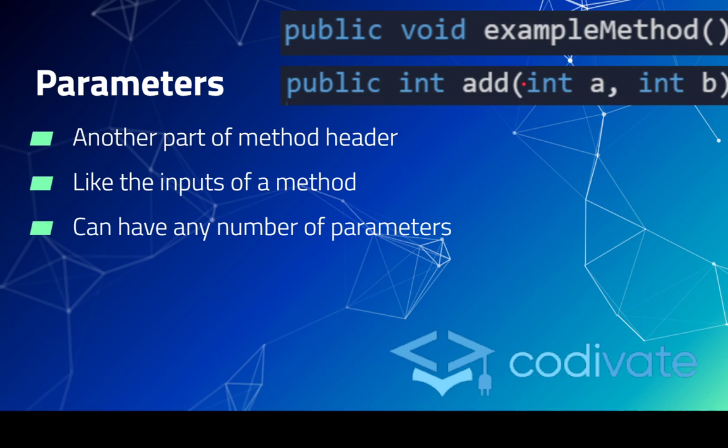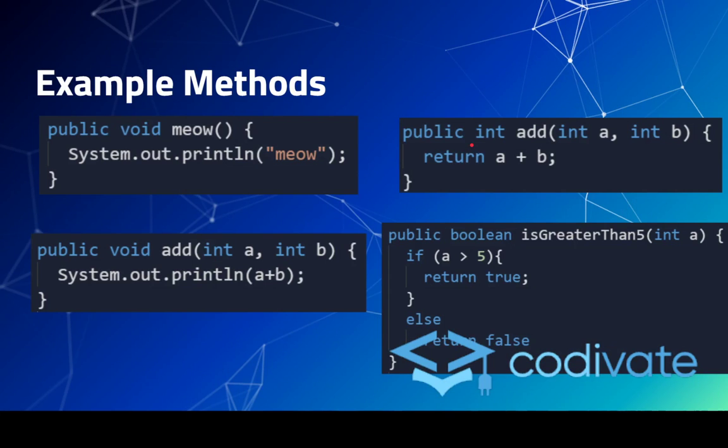You have some int, and we're going to call it a, and then you have a second int, we're going to call it b. Now, you can have any number of parameters you want. I could have 57 ints or 0 ints, or an int and a string, or any combination I want. But they are like the inputs of a method. That's what you should remember about them.